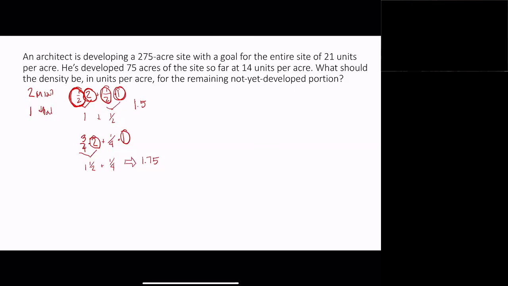So what do we have here? We have a 275-acre site. For the entire site, the goal is 21 units per acre. That's our desired value. 75 acres so far at 14 units per acre. Now, again, never just look at that as numbers. That means a small portion, not a tiny portion, but a small portion, 75 of the 275 acres, has been developed so far. Is it denser or less dense than our target? It's less dense. It's 14 units per acre so far.